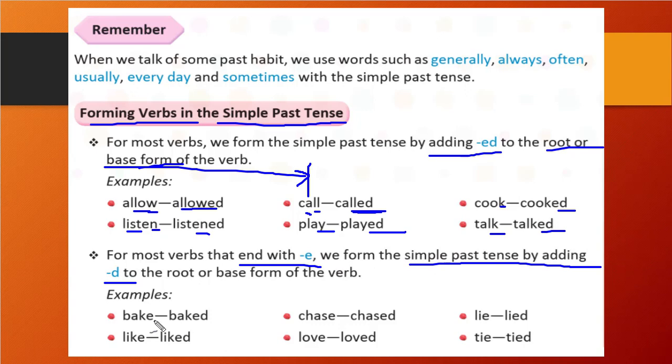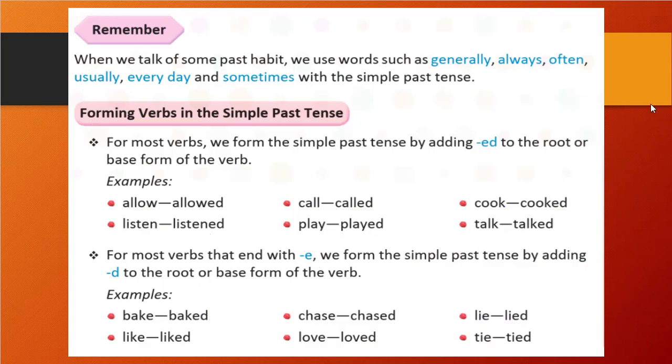But you see here, bake ends with e, chase ends with e, love ends with e, lie ends with e, tie ends with e. So whenever this kind of word comes, we will add only d. See, baked. We have only added d. Similarly, chased, loved, lied, tied. Understood? How we are forming it: if the verb ends with e, while forming the simple past tense of the verb, we will simply add d.